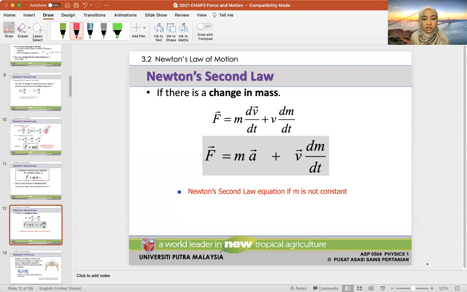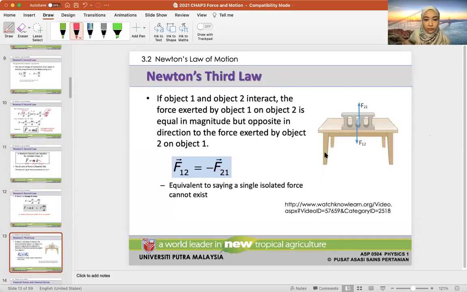But if there is a change in mass, then your equation becomes F equals ma plus v dm/dt. Okay? Only if there is a change in mass, if m is not constant.